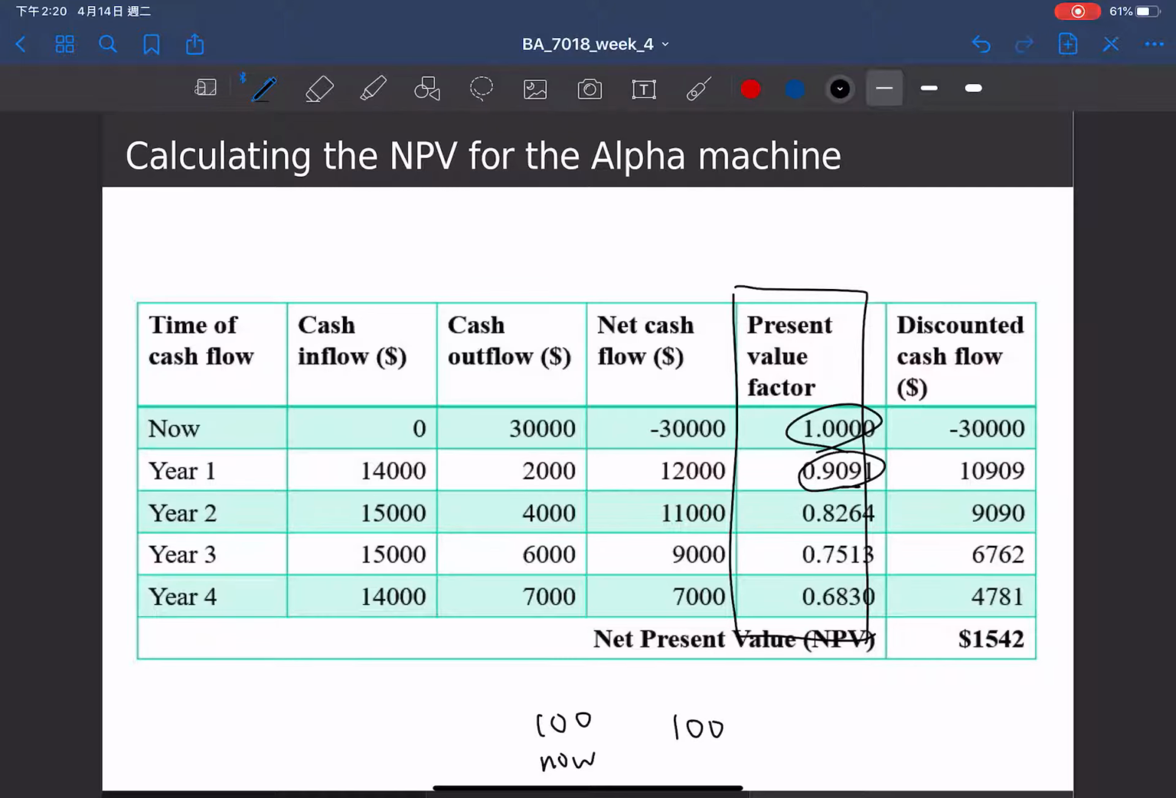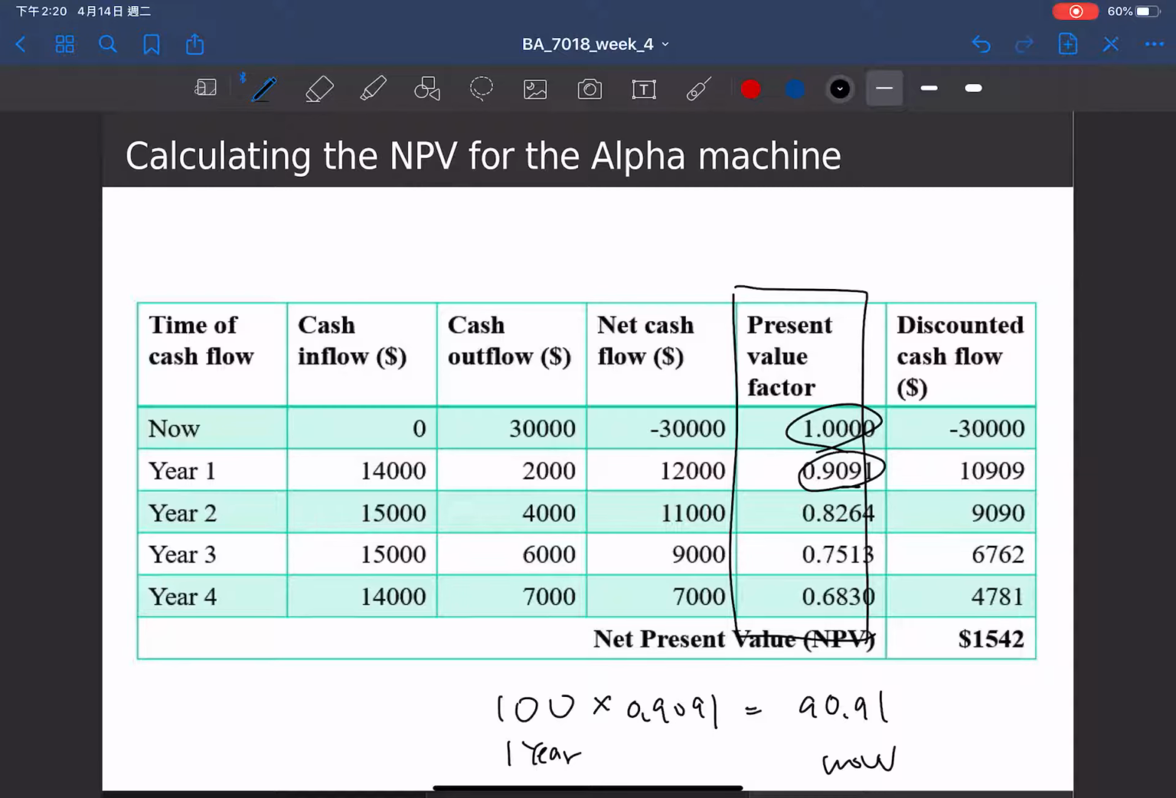Now this is $100 from a year from now times 0.9091. It becomes 90.91 for now. That's how you calculate it. Are we clear what is meant by present value factor?